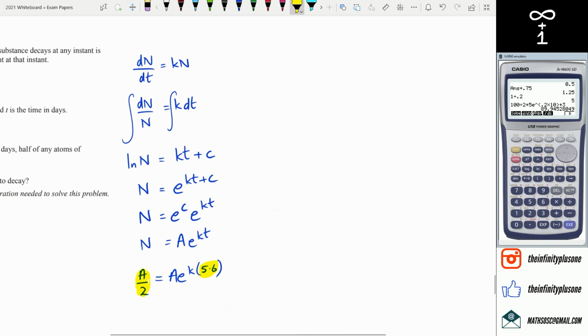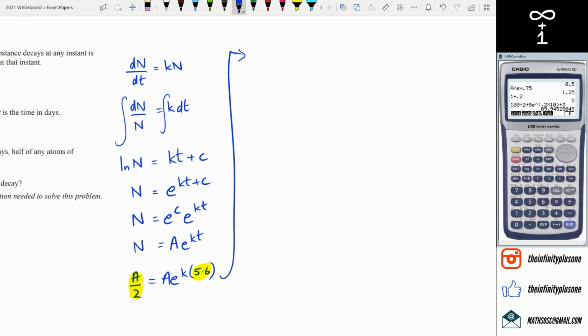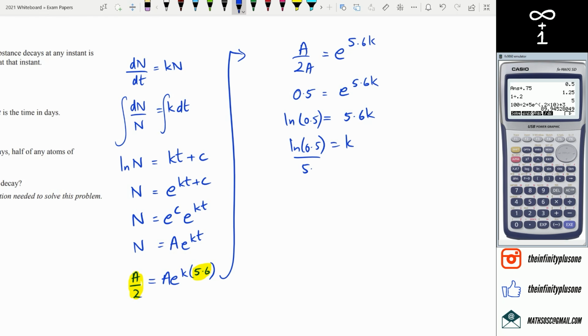And basically by doing this, I'm now going to be able to get rid of that A, because I'm going to get A over 2 divided by A equals e to the power of 5.6k. Now A divided by 2A is 0.5, equals e to the power of 5.6k. And then I can say that 5.6k equals ln of 0.5, and k is equal to ln of 0.5 divided by 5.6.